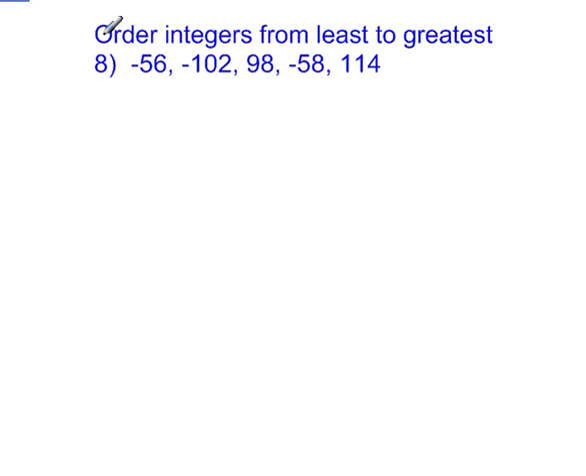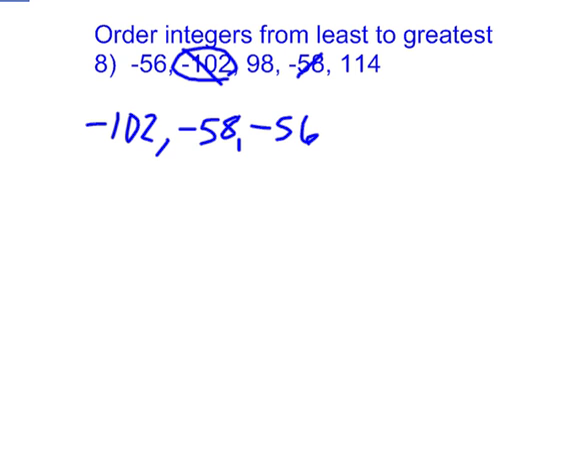And we know that the larger number is always on the right. So if you're thinking in terms of a number line, the smallest number would be furthest on the left. So in a number line, the one that would be furthest on the left would be negative 102. Then would be negative 58. Then would be negative 56. And continuing from left to right, we would get 98 and end up with 114.